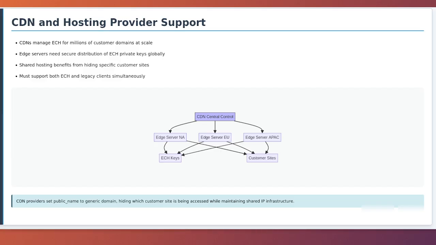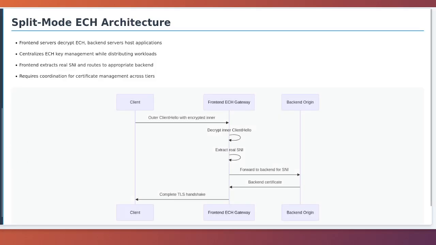CDN and hosting provider support. Content delivery networks and split mode ECH architecture. Split mode ECH represents an advanced deployment architecture where the server that terminates TLS and holds the ECH private key is different from the servers that actually host the target websites. This architecture is particularly important for large-scale deployments and CDN scenarios where separation of concerns provides operational flexibility.